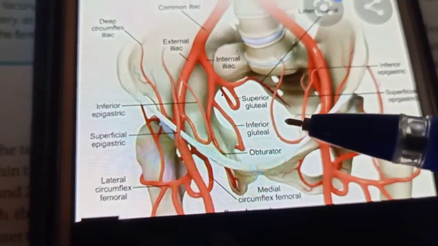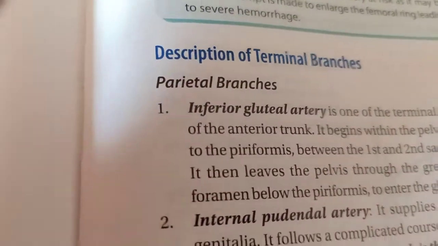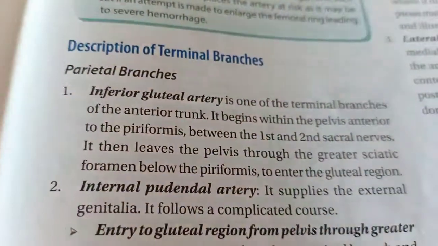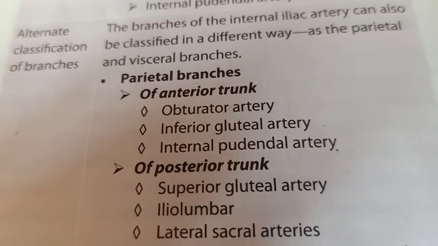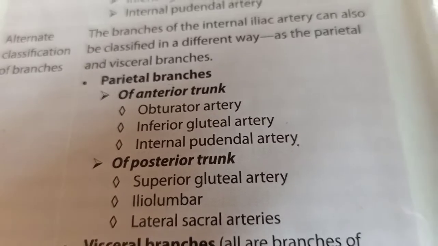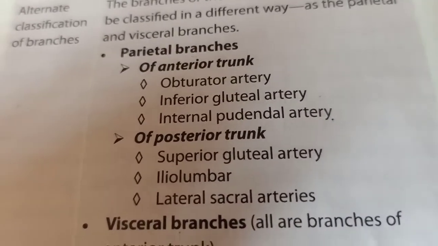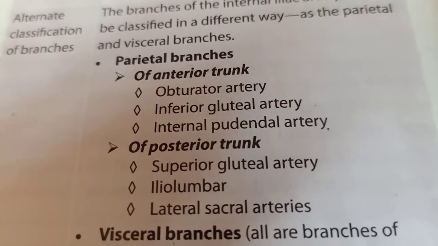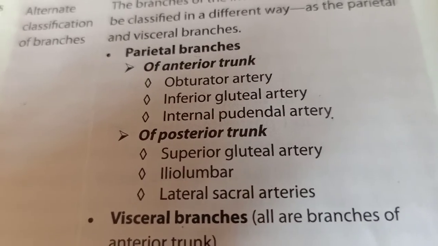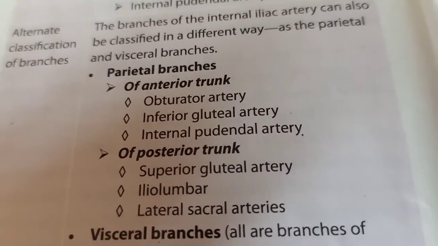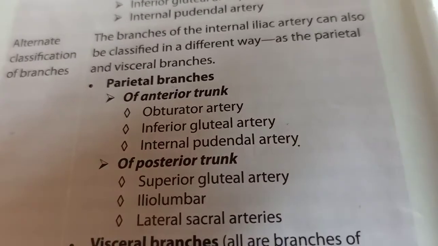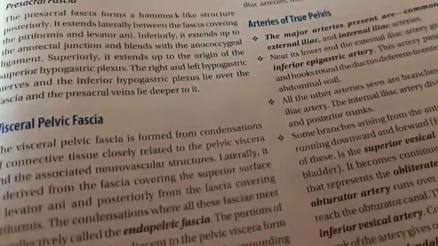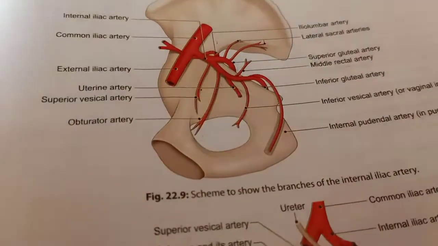So this was about the obturator artery. We'll talk about the next branch. What is the next branch? The parietal branch. So the next parietal branch of the anterior trunk of the internal iliac is the inferior gluteal artery. If you remember, I talked about the inferior gluteal artery in my previous video, that the anterior trunk of the internal iliac just continues as the inferior gluteal artery. So I have shown here in my previous video.